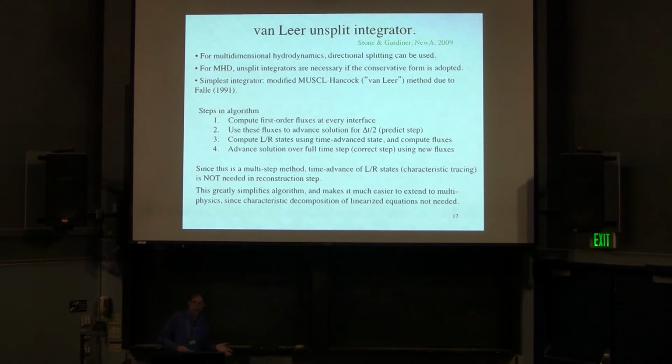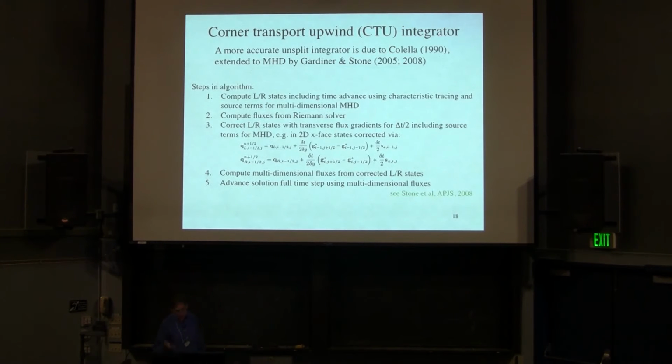This gives you a predicted solution, first-order accurate, predicted to delta t over 2. You then go back and reconstruct this predicted solution using second-order interpolation to get the left and right states at each cell face. You then solve the Riemann problem again, calculate new fluxes, and update the full time step. So it's a predictor-corrector method. You predict a solution, you then use that predicted solution to correct for a full time step. This is a single-step update, keeps div B equals 0, second-order accurate. That's the Van Leer unsplit integrator.